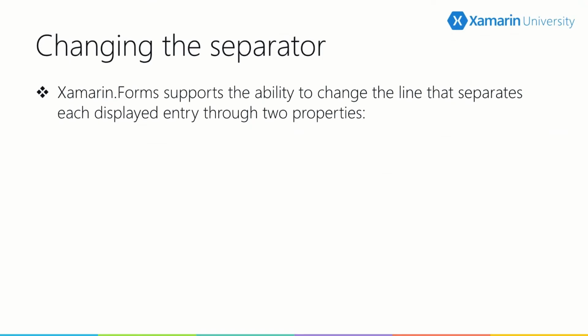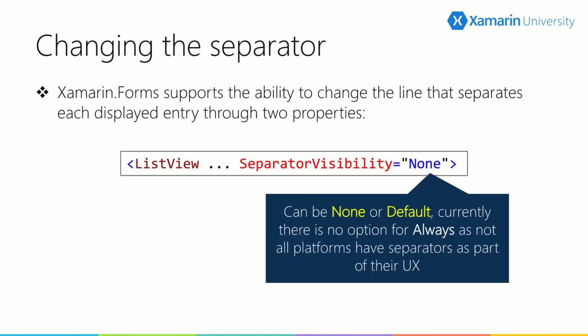Now you're already pretty close to becoming a ListView superhero. However, let me talk about a few more little tweaks that we can use with ListView. The first thing here is that we can change the separator. Between the individual items of a list view, we find a line. On iOS, it's by default a very thin gray line, and on other platforms, it might be more or less visible. We can influence that separator by setting the separator visibility property to none or default. There is no option for always at the moment because not all platforms support it.